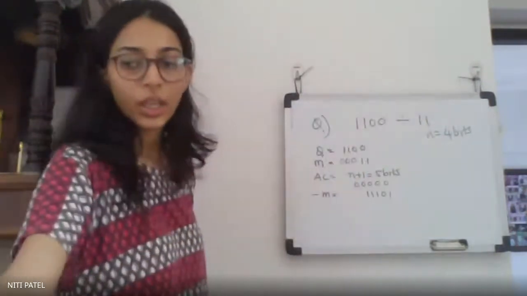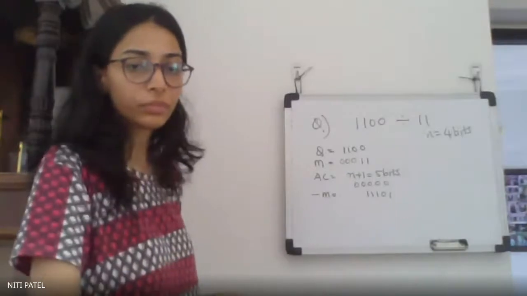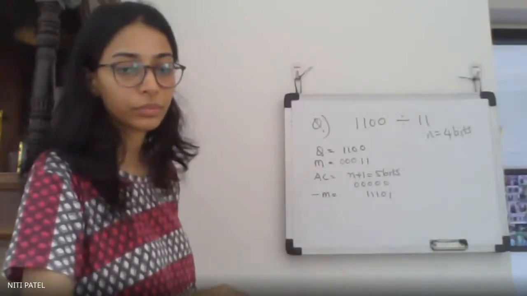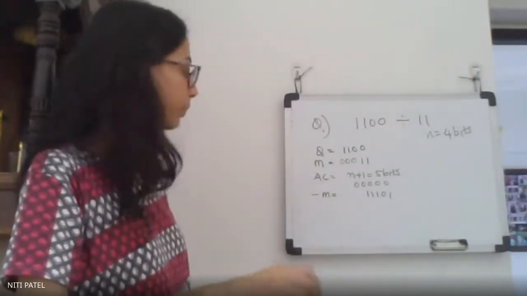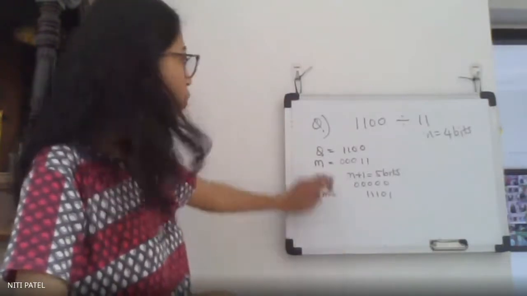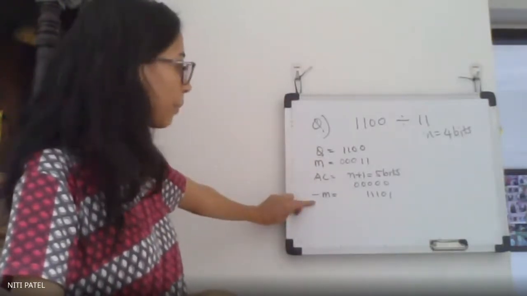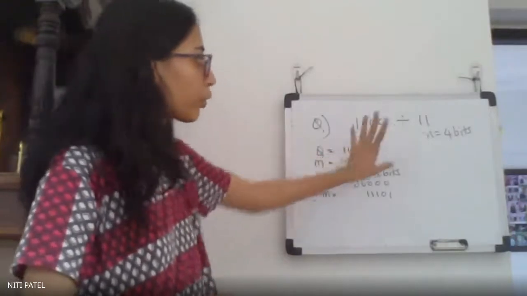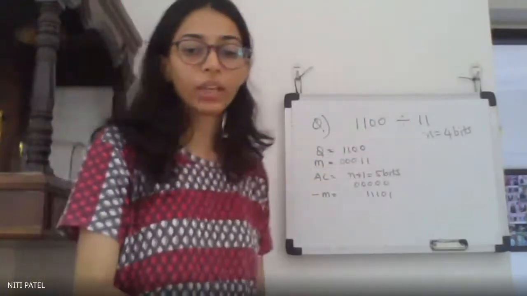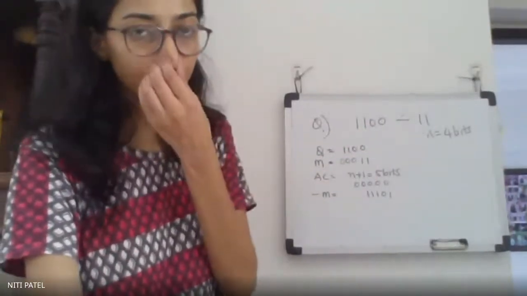And how many cycles? 4 cycles. Start doing. I have given you your dividend, divisor, AC and minus M. Number of cycles you know. Start doing and then we'll discuss the result.